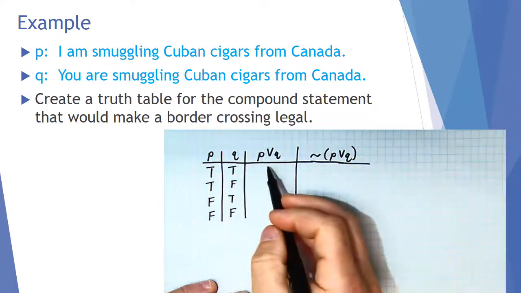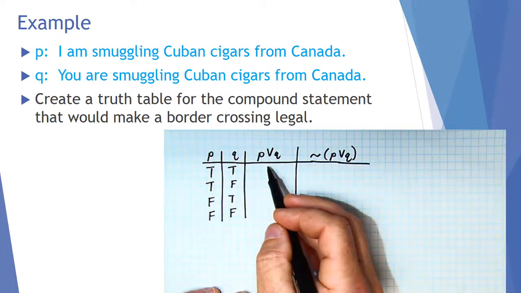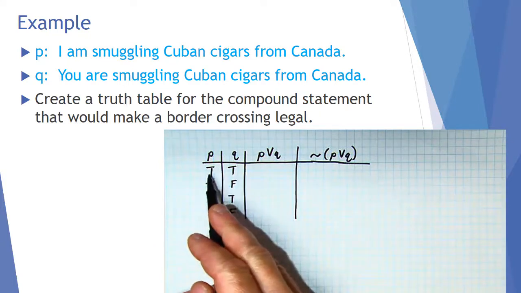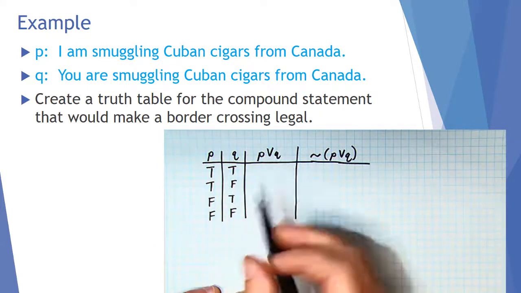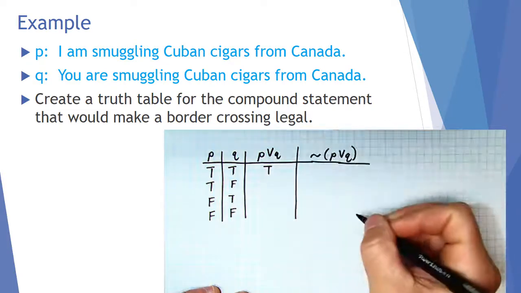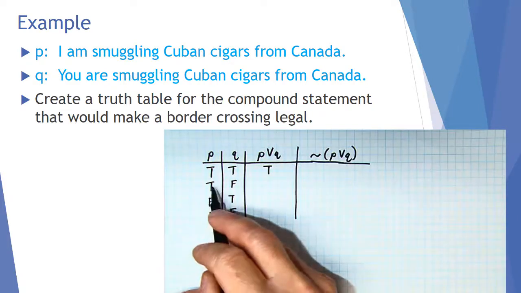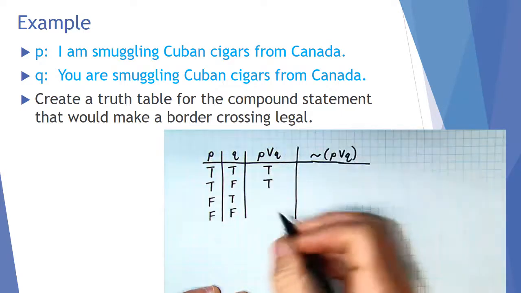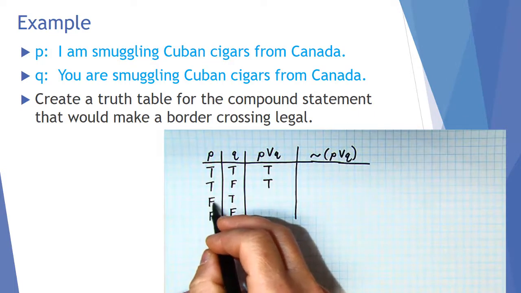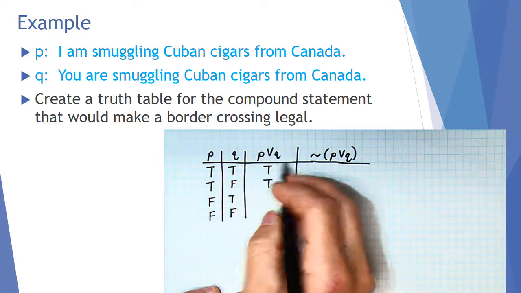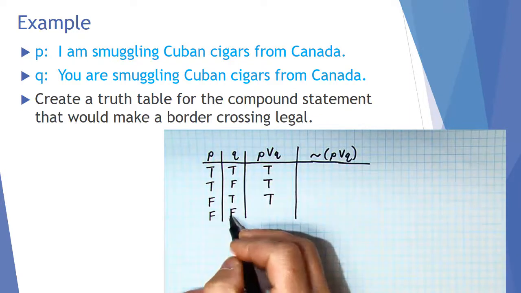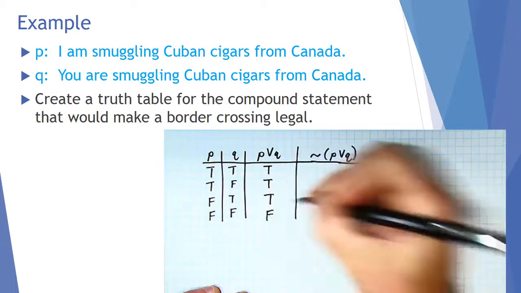In other words, we need to find out what conditions make this situation illegal before we can find out what conditions make it legal. So, row 1, both are true, the disjunction P or Q would be true. Row 2, P is true, Q is not, P or Q will be true. Row 3, P is false but Q is true, the disjunction requires one of them to be true, so that row is true. But with P and Q both false, P or Q is false.